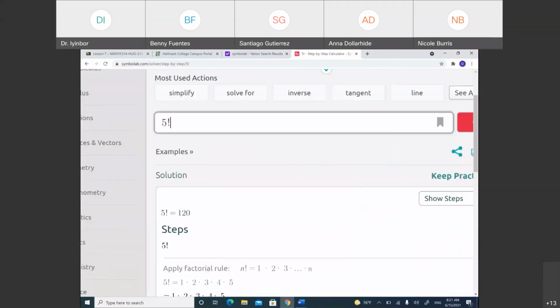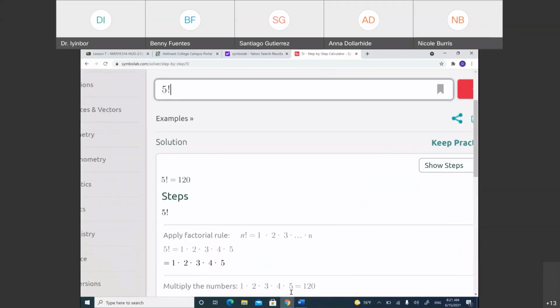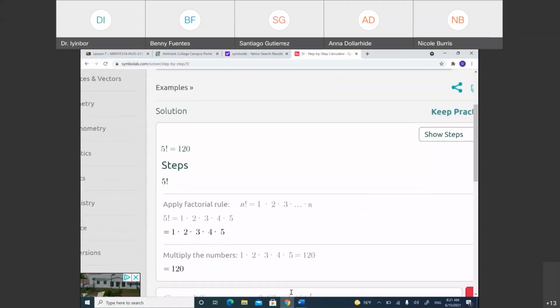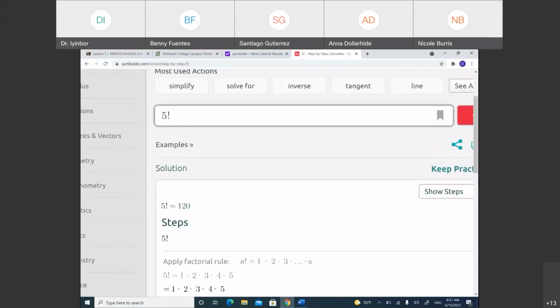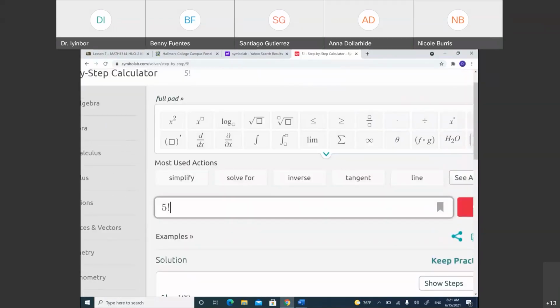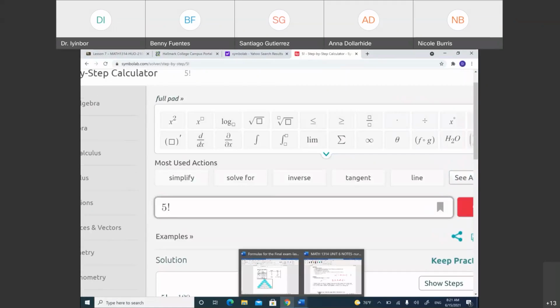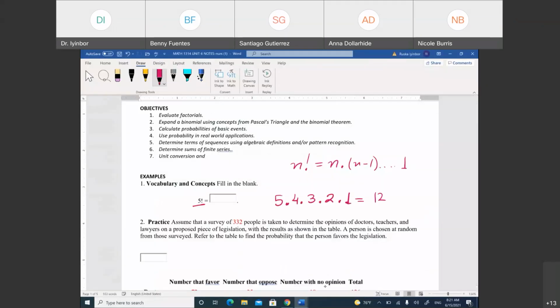Now, here you have the definition. They have it backwards, but it doesn't matter. 1 times 2 times 3 times all the way to n, which is the same if you multiply it backward. And they just multiply the numbers and the answer is 120. So they give you a step-by-step process here, okay? So the answer for 5 factorial is 120. Everybody understanding that? Any questions? So this is just easy calculator.